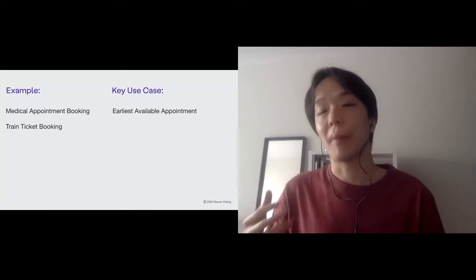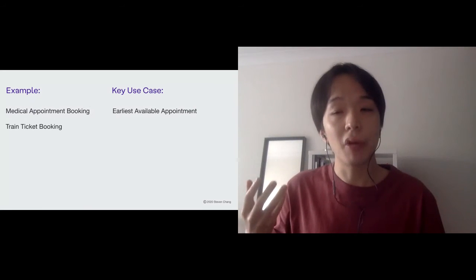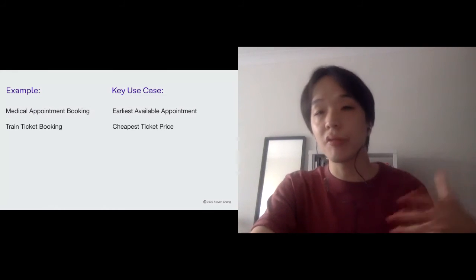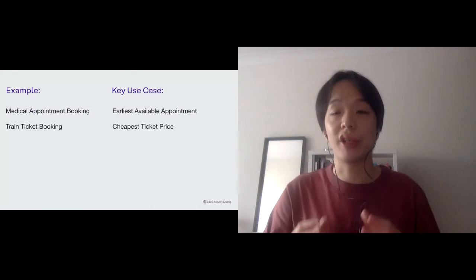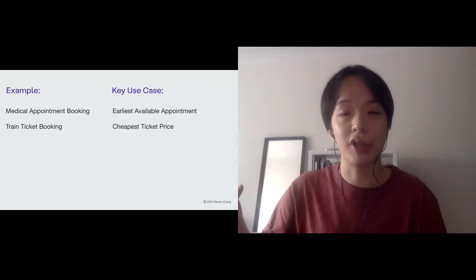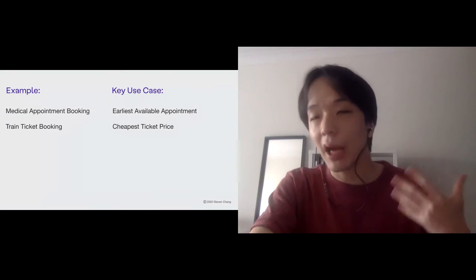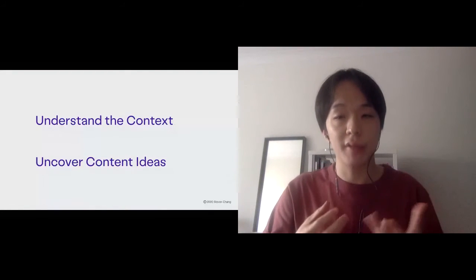Another example is from my friend, Andrea, when she was designing a ticket booking service for Eurostar. She went through this research and found out what users wanted most is actually the cheapest ticket. It helped her to pivot the direction and redesign the service. So after we understand the context, how do we find out how users speak for their request?